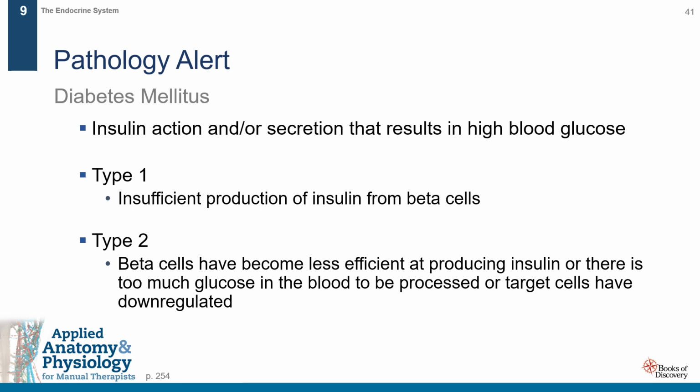Diabetes mellitus is a disorder of insulin action and/or secretion that results in high blood glucose, which is hyperglycemia. It is classified as either type 1 or type 2. Type 1, once referred to as juvenile diabetes, involves insufficient production of insulin from the beta cells in the pancreas. This type represents about 5 to 10% of all diabetes cases.